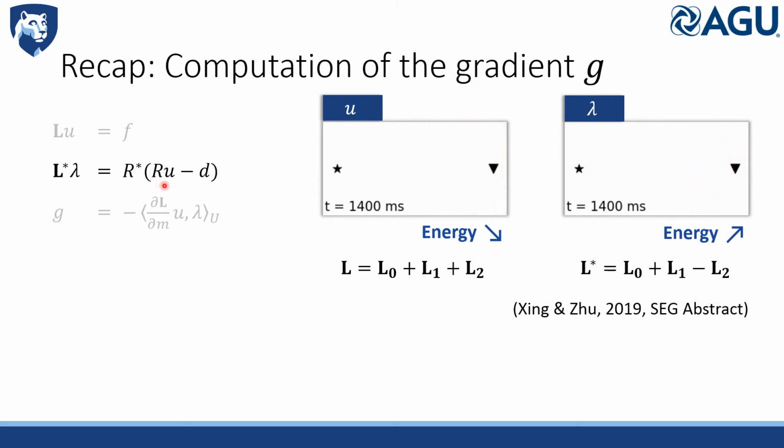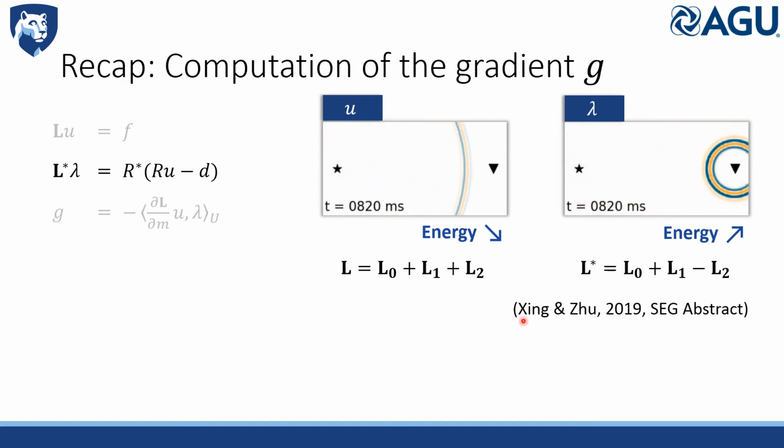R is a sampling operator that samples the wave field U at the receiver, so its adjoint R star becomes a zero padding operator. In other words, this right-hand side, or the so-called adjoint source, has only non-zero values at the receiver. Last year, we demonstrated that while the forward wave field U starts from the source and propagates all over the place, the adjoint wave field lambda shrinks to the location of the receiver.